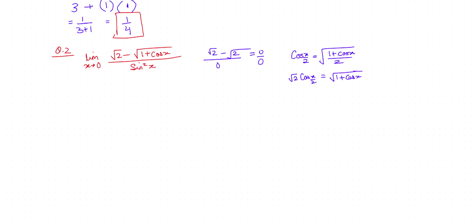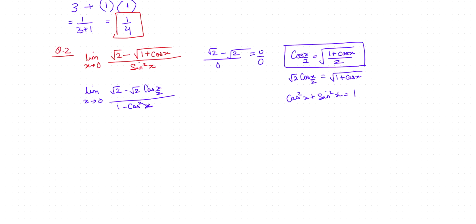So we know this half angle identity here. So we can use it and replace it here. So square root of 1 plus cos x, we can write it as under root 2 cos x by 2. And also the sine square x, we know cos square x plus sine square x is equal to 1. So we can replace sine square x by 1 minus cos square x. So after replacing this, now we can factor out square root 2.